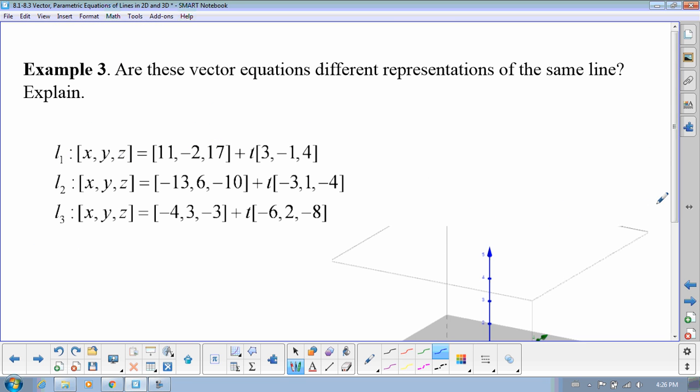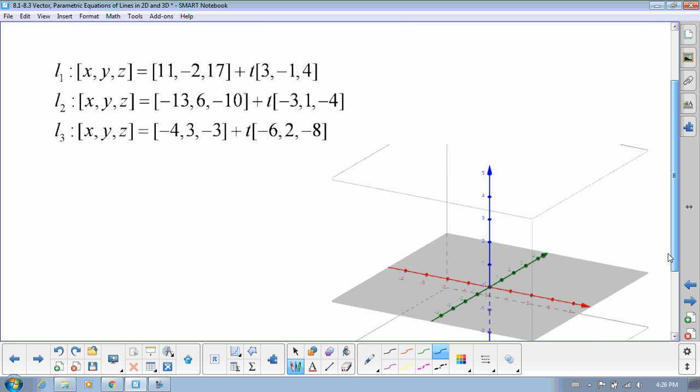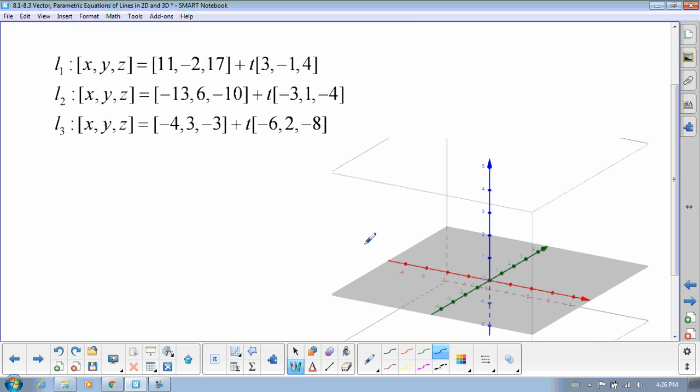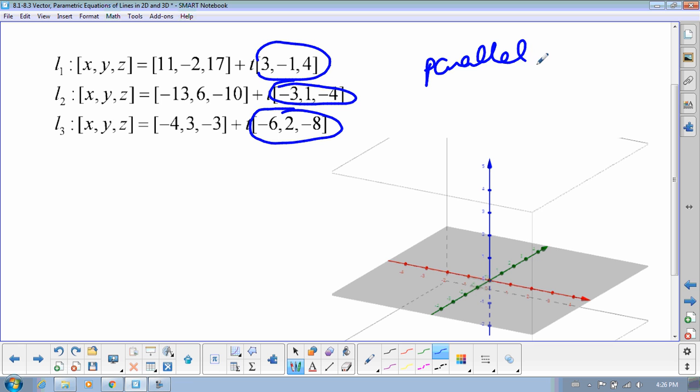All right, so our last example that we have here. So we have line 1, line 2, and line 3, and you're being asked, are they the same line? So the first thing we're going to look at is the direction vector of each one. Because if they're the same line, that's the first thing we need to look at. So they're all multiples of each other. So the direction vectors are all the same. So they're all parallel at the very least. Now we want to know if they're the same line or a unique line.